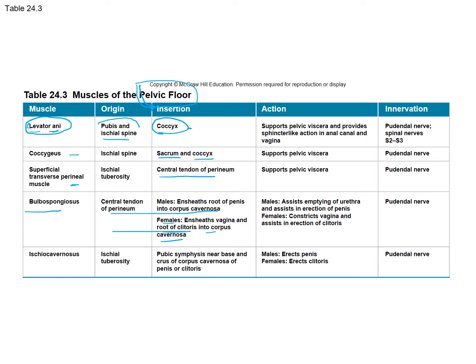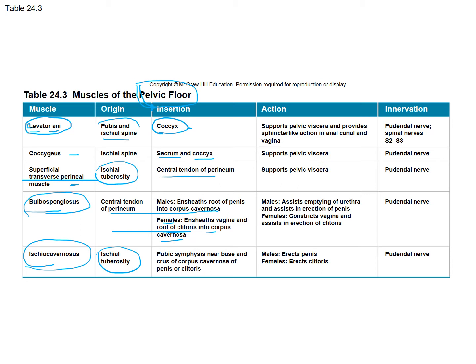Okay, the other thing is there's always a question: which muscle is responsible for the erection? Ischiocavernosus, right away. Ischiocavernosus and bulbospongiosus help with the erection as well. As you can see, even the superficial transverse perineal has origin of the ischial tuberosity. Ischiocavernosus origin will be the ischial tuberosity as well.